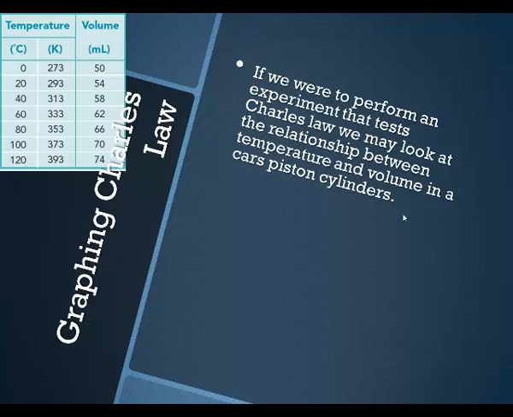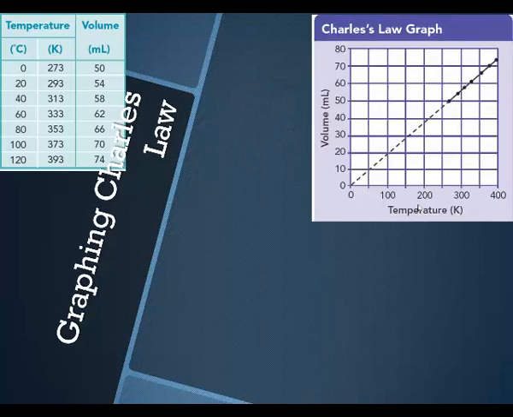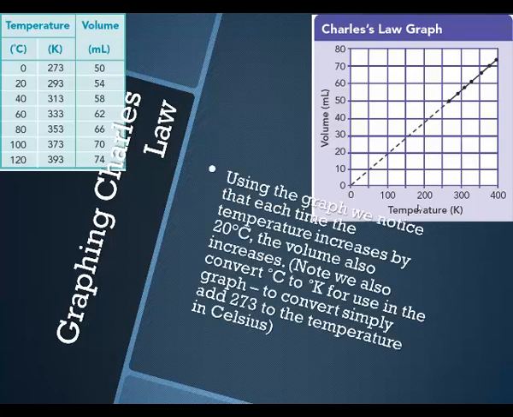So looking at this table, and the graph that is created from the table, we notice that each time the temperature increases by 20 degrees Celsius, the volume also increases. Specifically, the volume increases by 4 milliliters each time we increase by 20 degrees Celsius. Also make a note that we convert degrees Celsius to degrees Kelvin for use in the graph. To convert, we simply add 273 to the temperature in degrees Celsius. So we end up with a straight line, as you see here.